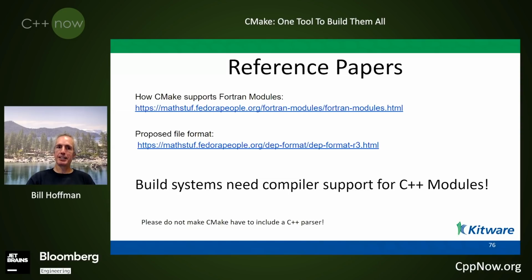There's a great reference paper on this. I'll give you the links here. My slides will be up so you can click through this. And there's a proposed format for becoming a standard for C++ compilers. The bottom line is the compilers need to throw the build systems a bone for C++ modules. Please don't make CMake have to include a C++ parser. That, I think, would be the worst thing in the world for CMake and other build systems. But I think we're really on a good path to get this into compilers.